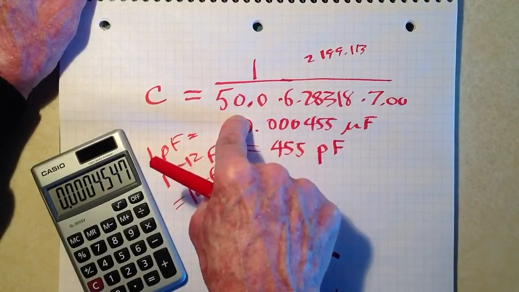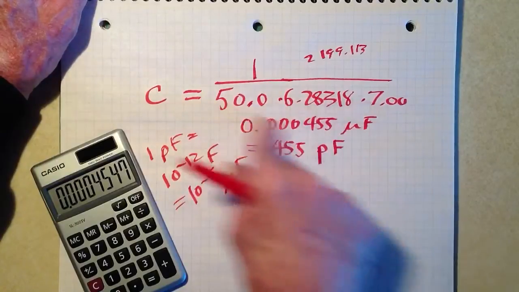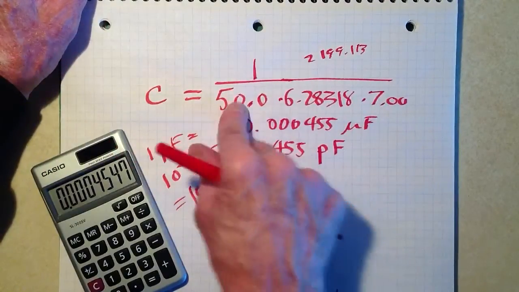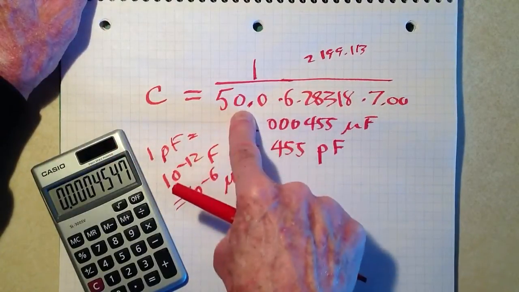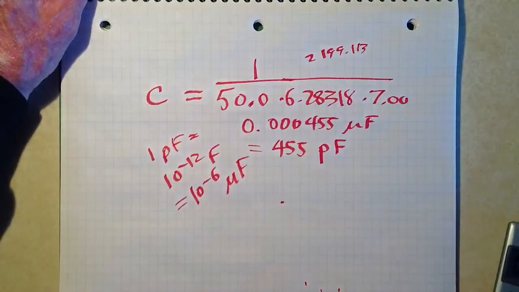So that's how we can determine a capacitance. We want minus 50 ohms. I'm getting my signs confused. At least I came out with a positive capacitance: minus 50 ohms of capacitive reactance at 7.00 megahertz.